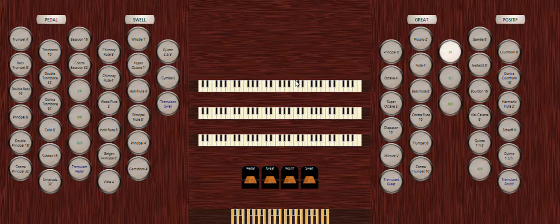Hello there, welcome back to another stop tour on another virtual pipe organ. This time, it's an organ that I myself have made. You can actually use an organ builder within GrandOrgWay to construct your own organ.